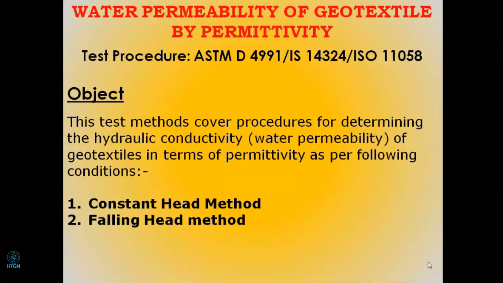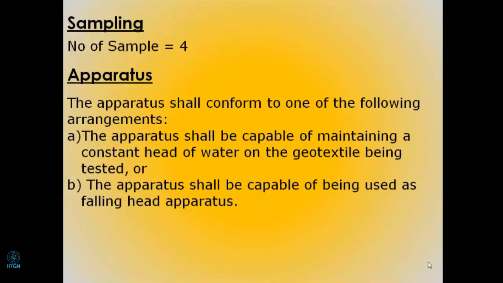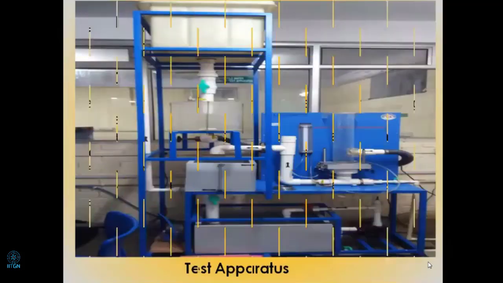So the object of our test is to determine how much water is passing through the cross plane of the geotextile. The test method covers the procedure for determining hydraulic conductivity in terms of permittivity. This can be performed by the constant head method as well as the falling head method. The number of samples to be tested is 4, and the apparatus is like this one.